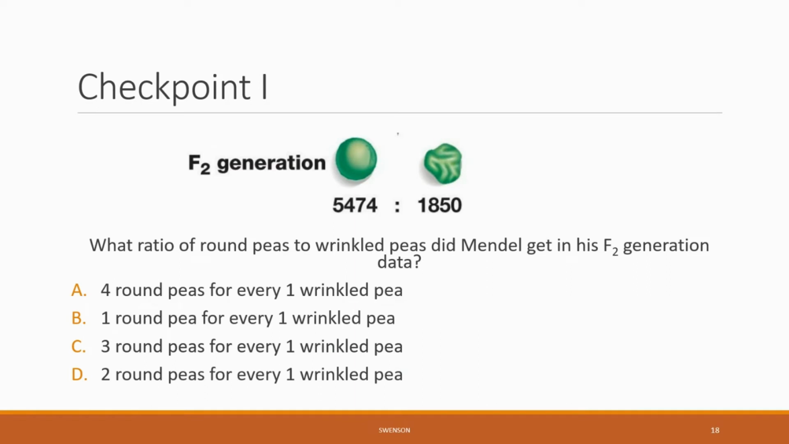Checkpoint 1. What ratio of round peas to wrinkled peas did Mendel get in his F2 generation data?